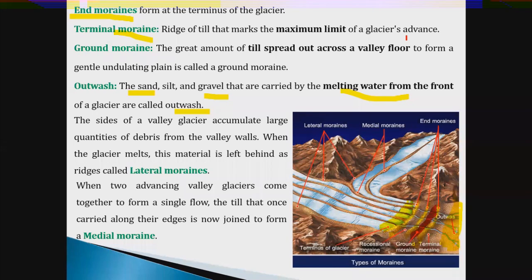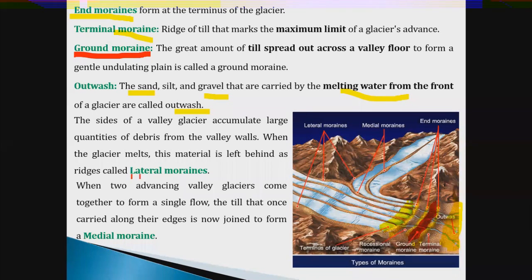Now let us discuss ground moraine. This is the space reserved for the ground moraine, in which the shape of the till will become a flat, gentle undulating plane in between the end moraine, called a ground moraine.